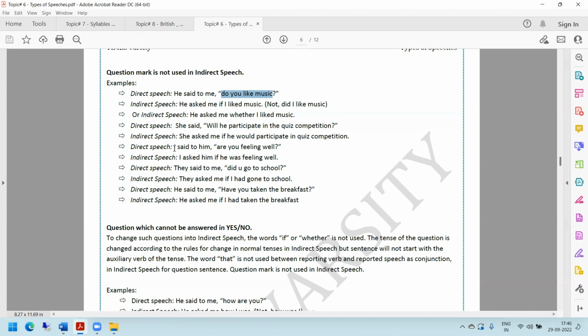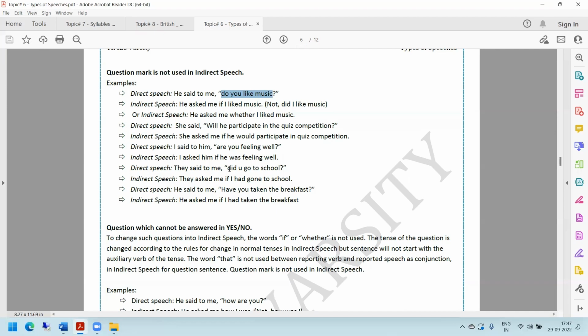Okay. So now: I say to him, are you feeling well? Indirect speech: I asked him if he was feeling well. So you see, instead of said, now it is asked. Another direct speech: They say to me, did you go to school? Indirect speech: They asked me if I had gone to school.